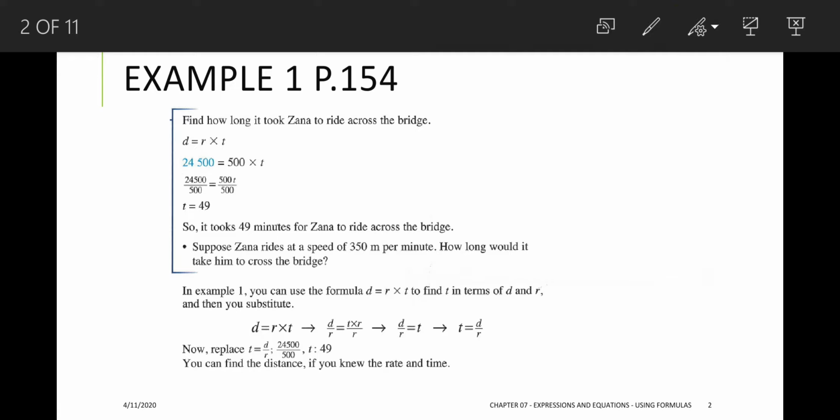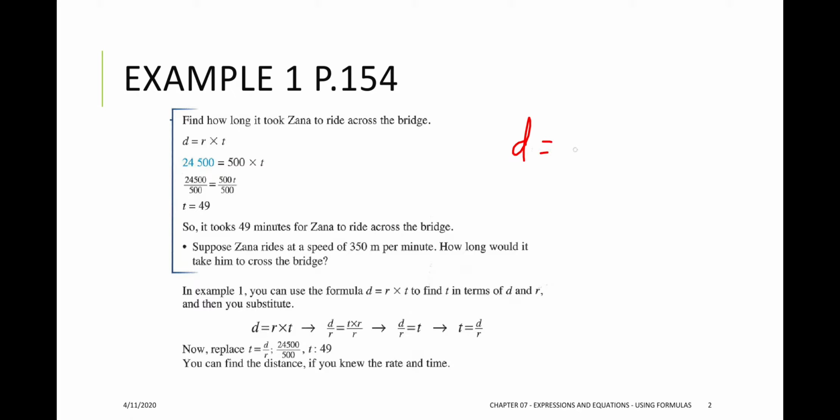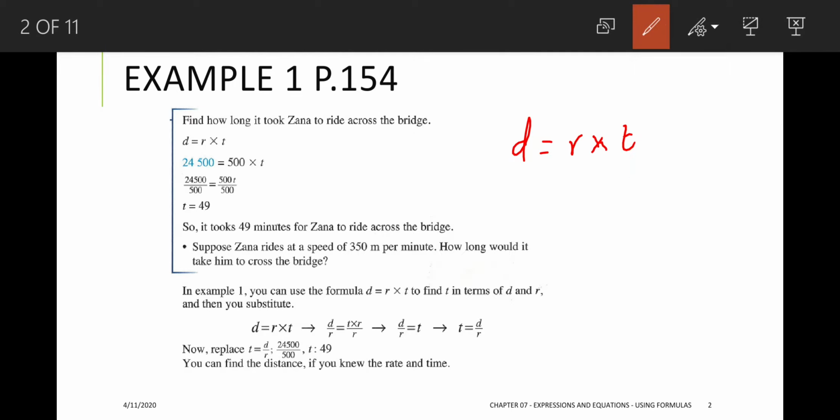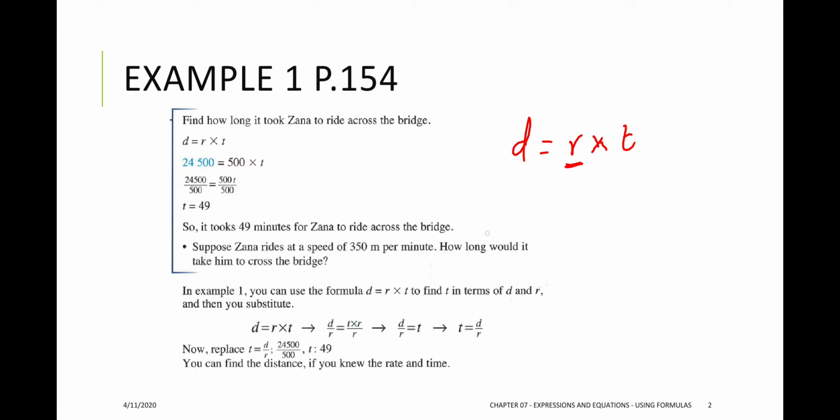To do that, for example, if you have D is equal to R multiply T, now I want to change the place of, for example, T and D, or I want to say T is equal to something. How do I do that? When I want to find the value of T, I need to get rid of this R. And to get rid of this R, I need to use inverse operation. So T is equal to D divided by R. Now T is equal to D divided by R.